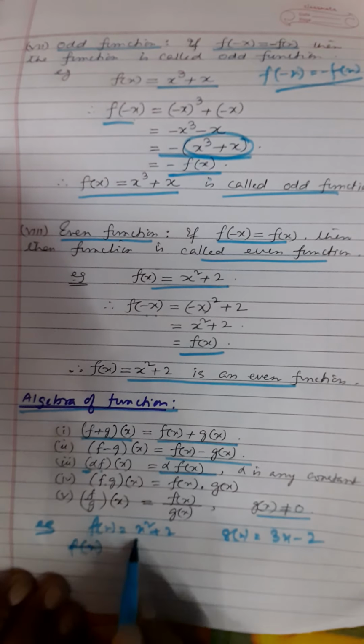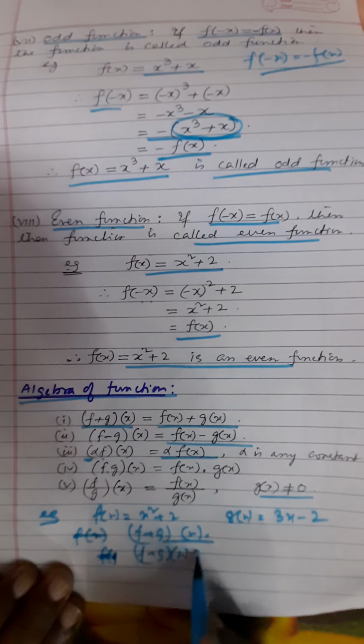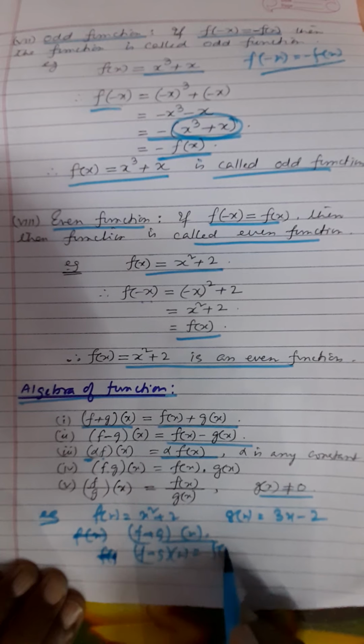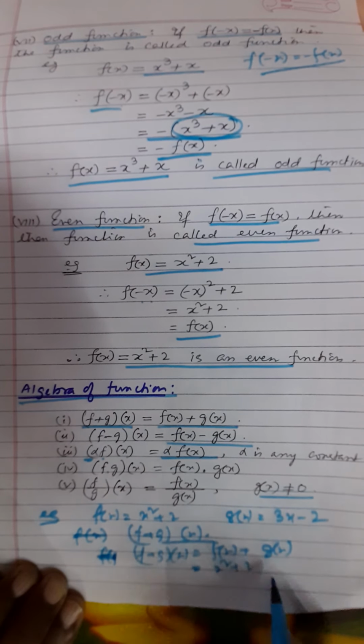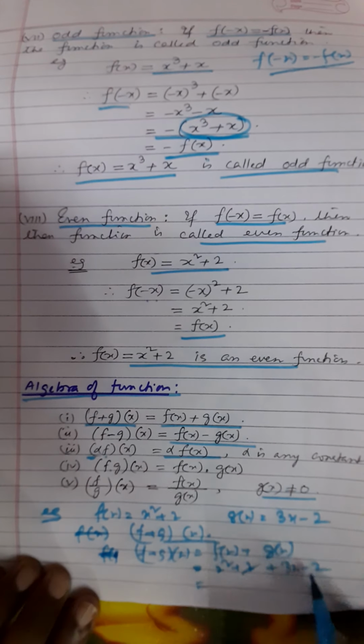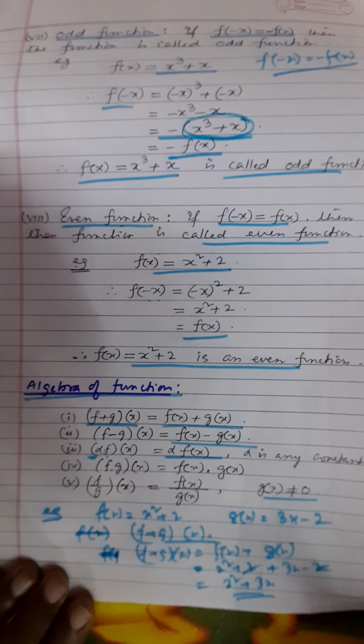find (f + g)(x). Then what to write? (f + g)(x) is equal to f(x) plus g(x). f(x) is x square plus 2 plus 3x minus 2 for g(x). So what do we get? Plus 2 minus 2 cancel, so x square plus 3x. This is the answer. In this way you have to find the solution.